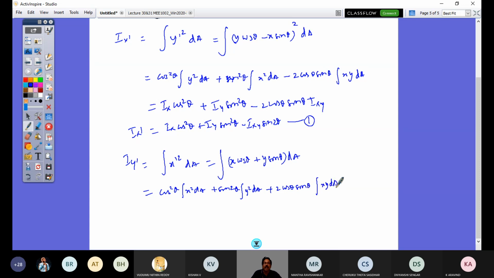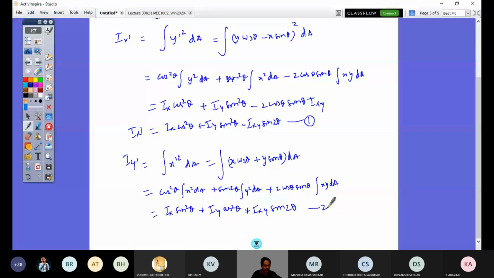Here it's a minus sign, now it's a plus sign. Integral x square dA is Iy, and here integral y square dA is Ix. So first I write this term: Ix sin square theta plus Iy cos square theta. And this 2 sin theta cos theta is sin 2 theta again, so plus Ixy sin 2 theta. So this is my equation number 2, which is Iy dash.